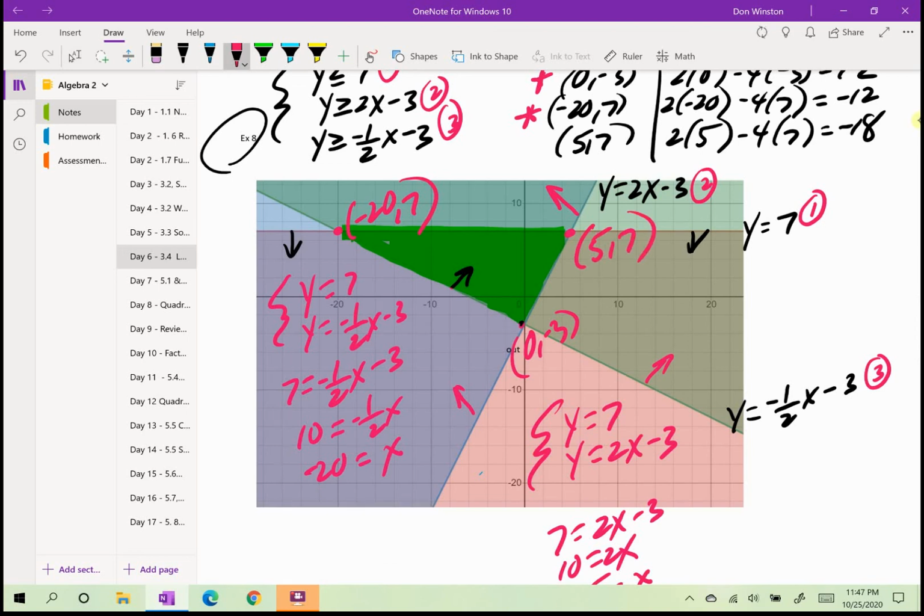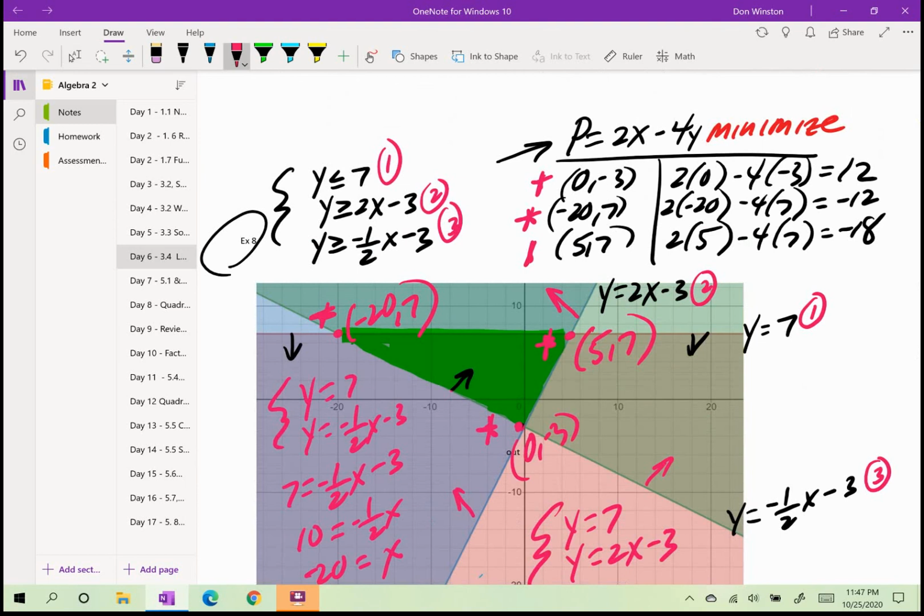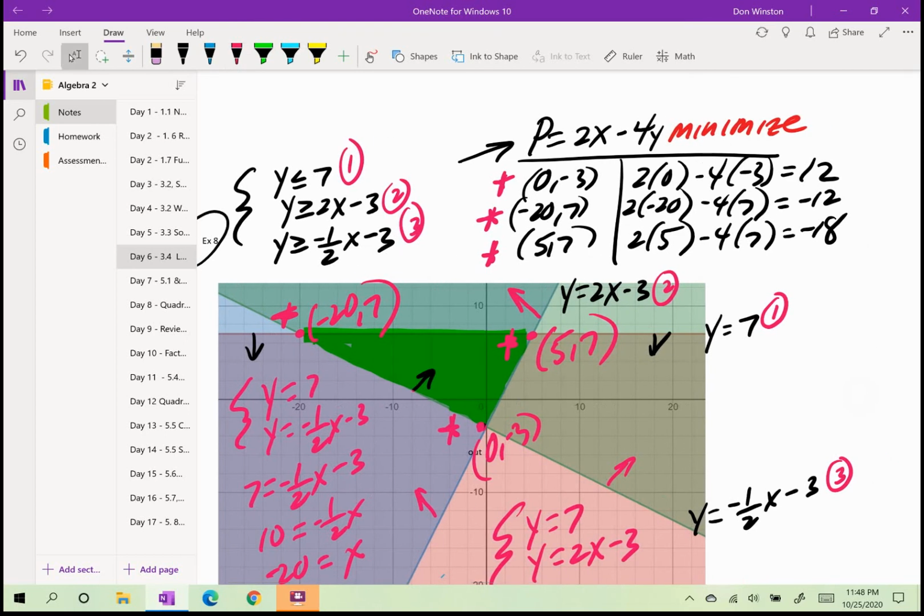Okay, so I found all of my corner points of that feasible region. And then I evaluate the objective function 2x minus 4y. I want to minimize it, so I'm looking for where I get the smallest value. And that happens at the point 5, 7. I get negative 18.